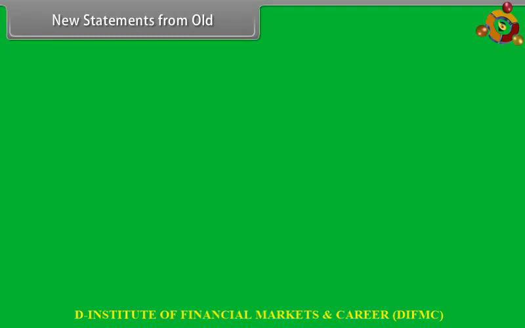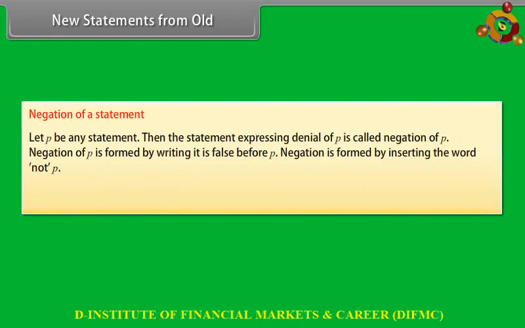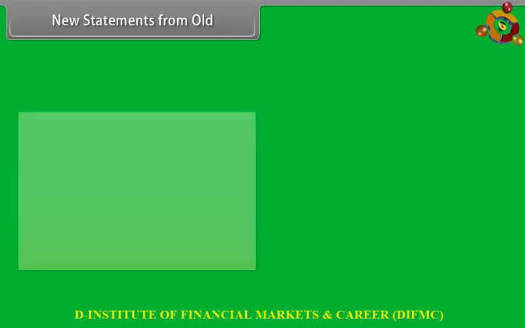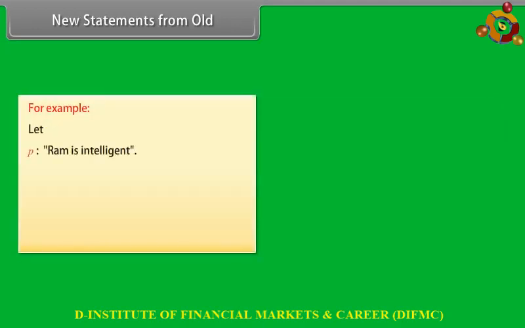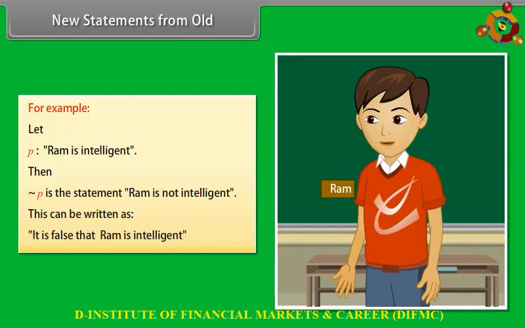New statements from old. Negation of a statement. Let P be any statement. Then the statement expressing denial of P is called negation of P. Negation of P is formed by writing "it is false" before P. Negation is formed by inserting the word "not" in P. Negation of statement P is denoted as "not P." For example, let P be the statement "Ram is intelligent." Then "not P" is the statement "Ram is not intelligent," or "it is false that Ram is intelligent."